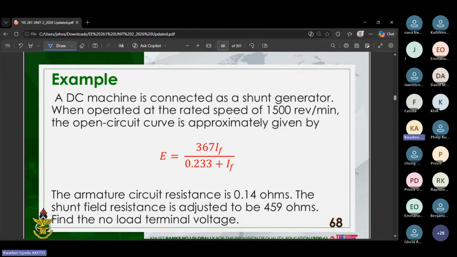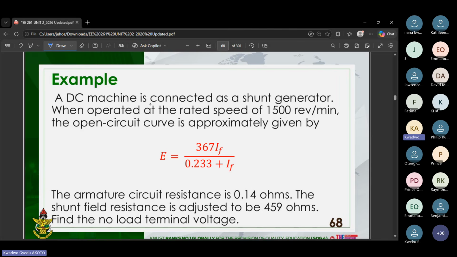So for example one, we have a DC machine connected as a shunt generator when operated at a rated speed of 1500 revolutions per minute. The open circuit curve is approximately given by E, so this is our E is equal to G of IF. And the armature circuit resistance is 0.14 ohms. And the shunt field resistance is adjusted to be 459 ohms. Find the no load terminal voltage.